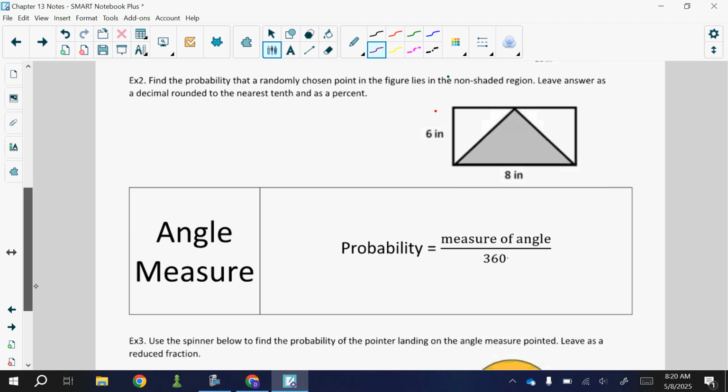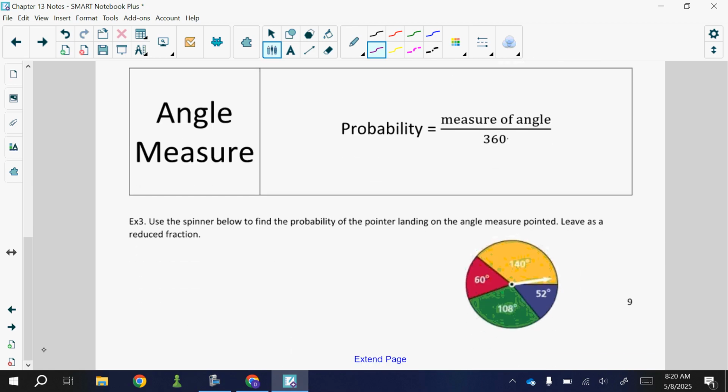Let's go into the last type, which is angle measure. If you have a circle like in example 3, an entire circle, all those interior angles or central angles add up to 360 degrees. So if you want to know the probability of it landing within a certain sector, you just take the fractional part or ratio of that central angle over the total central angles for a circle, which is 360.